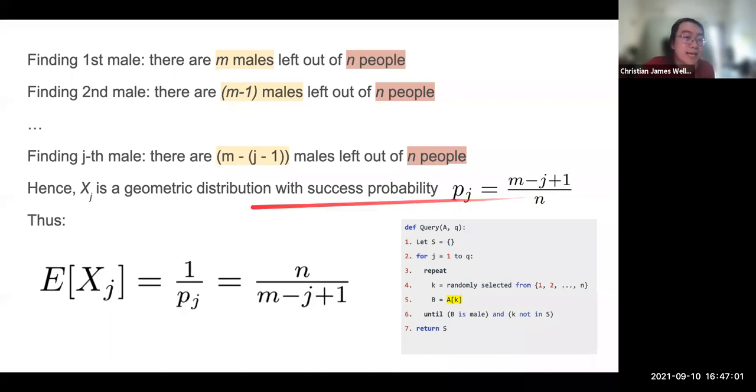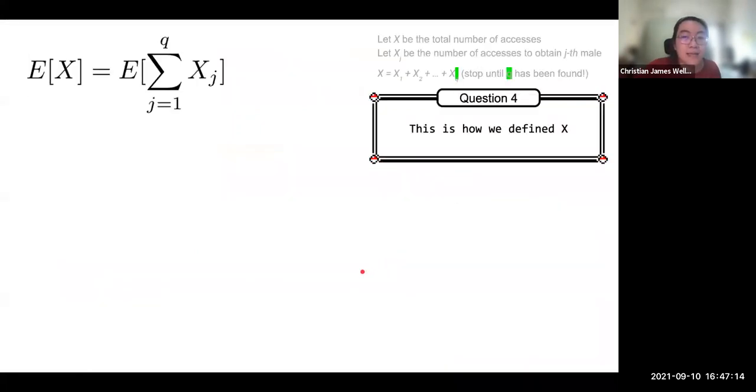Thus the expectation of Xj is the reciprocal, right? And this must seem familiar to you by now. You've seen this a lot today. N over M minus j plus 1. Now let's analyze this. The analysis is pretty long. I actually have 2 sets of slides for this. This is just the first one, so not so bad.